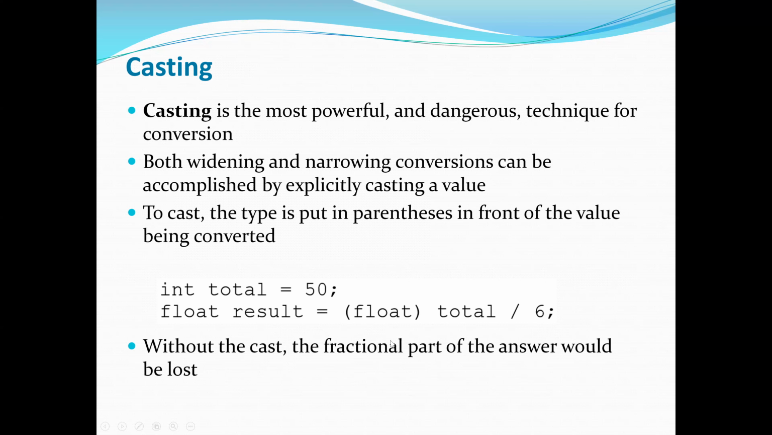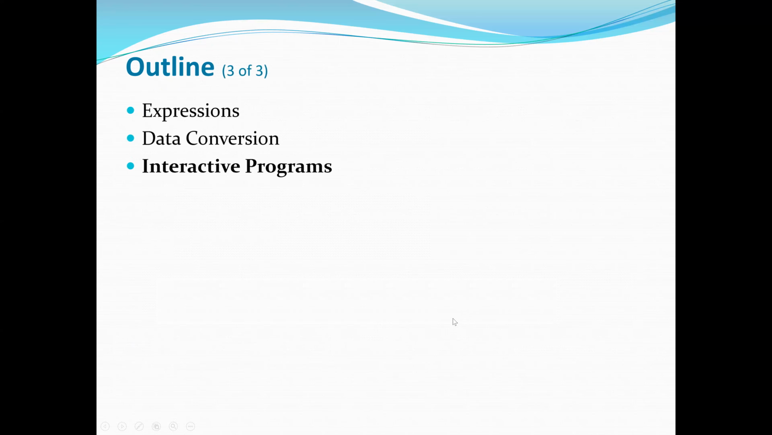So without a cast, the fractional part of the answer will be lost. Since total is int and 6 is int, if I say result equal to total divided by 6, then we are going to get an int value result. So we cast it. Same thing, you can cast with int, char, any data type, put it in parentheses, then the next will be the variable name.